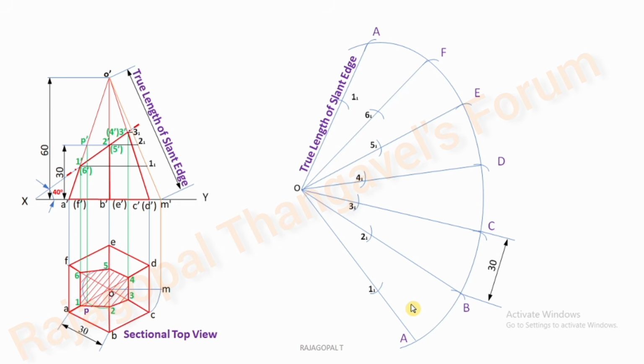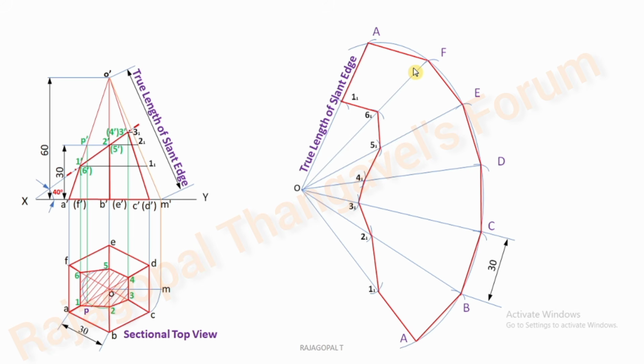Now you can join these surfaces AB, BC, CD, DE, EF, FA. Then start with 1 1 to A, 1 1 to 2 1, 2 1 to 3 1, 3 1 to 4 1, 4 1 to 5 1, 5 1 to 6 1, 6 1 to 1 1, 1 1 to A.